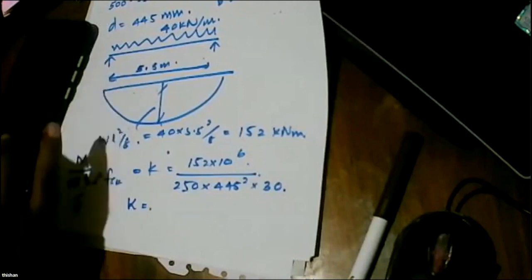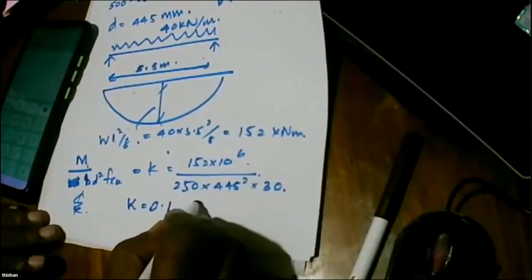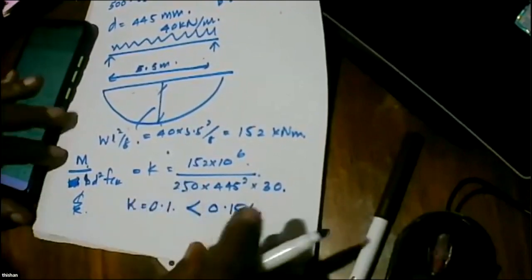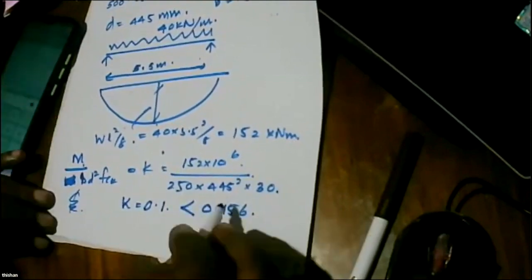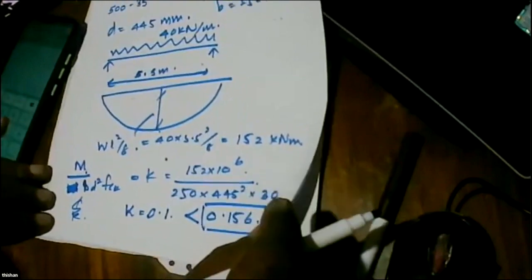It's 0.1. Yes, it should be less than 0.156, so it's okay, singly reinforced. I'll show you how to find this magic number 0.156 next time. I just want to show you how we find that.